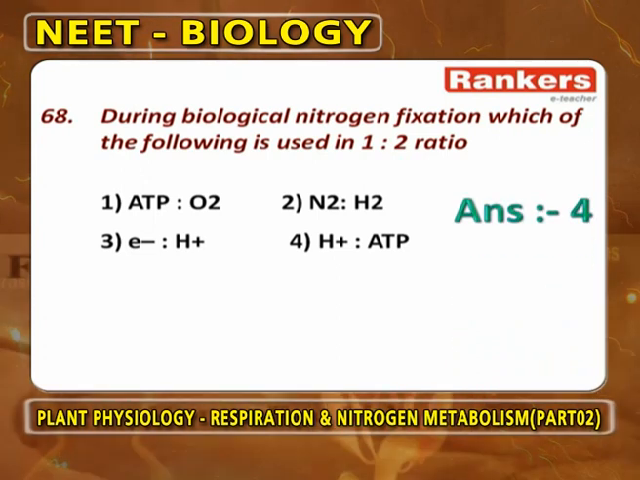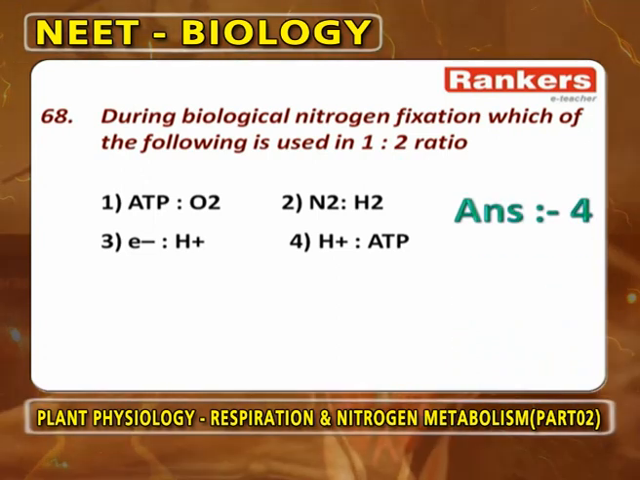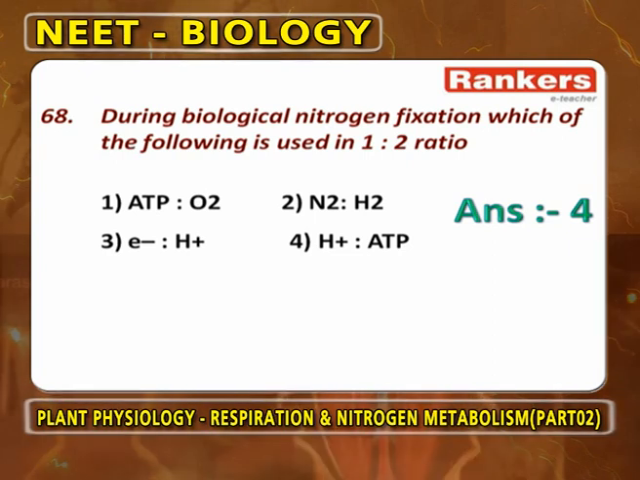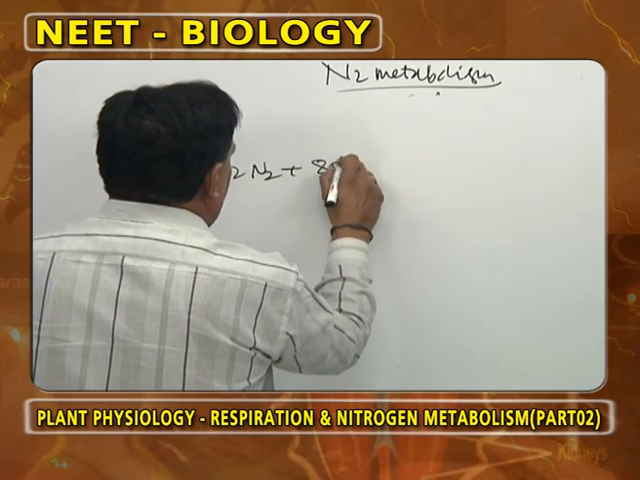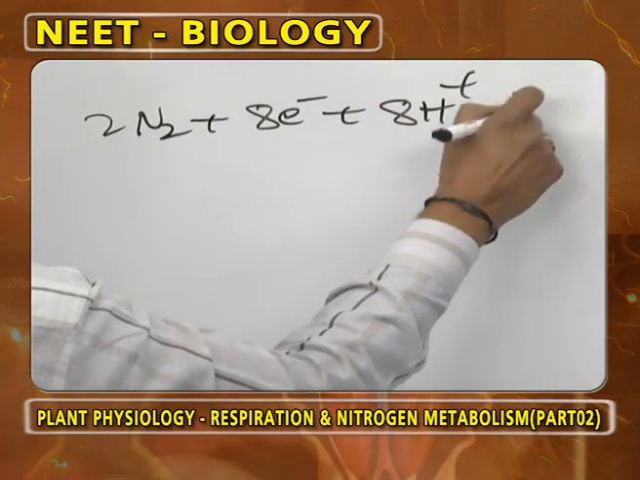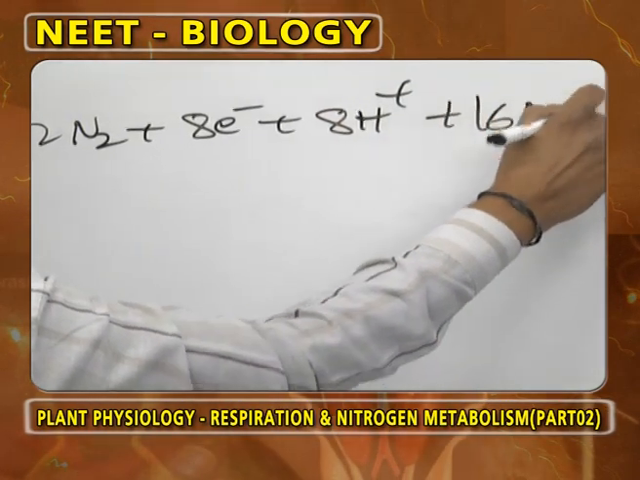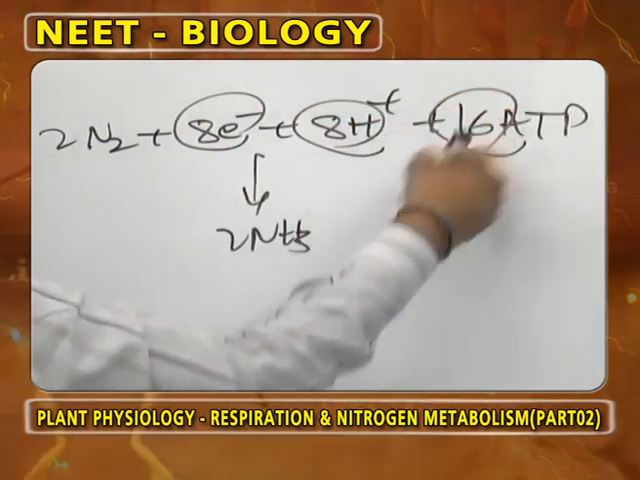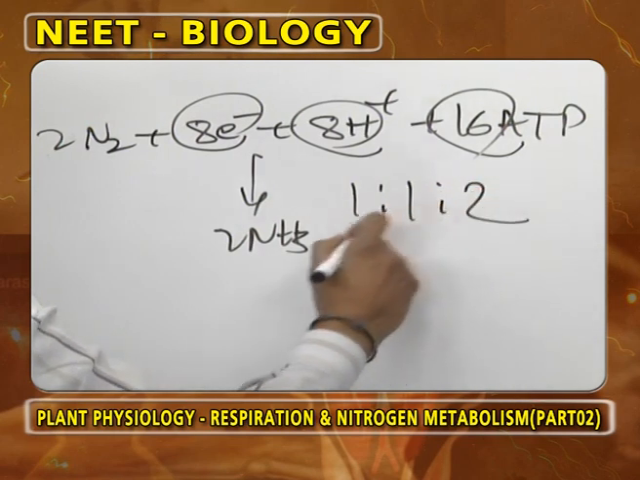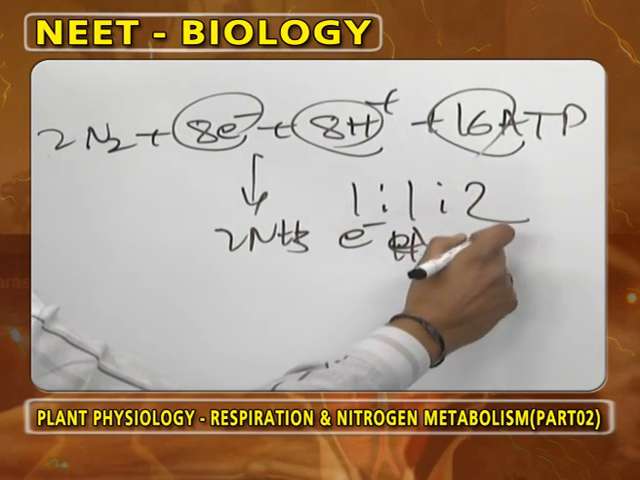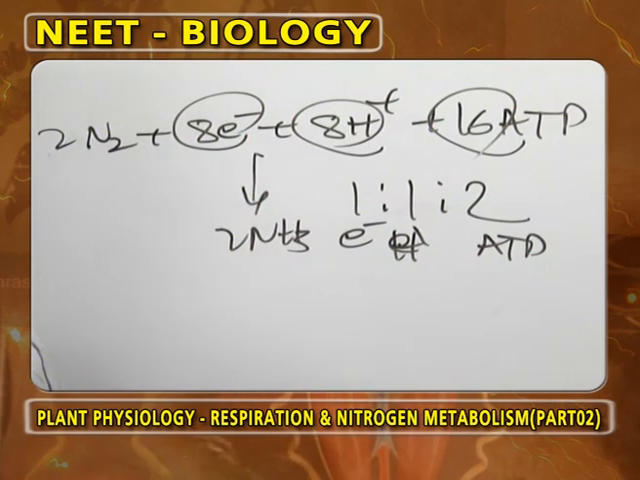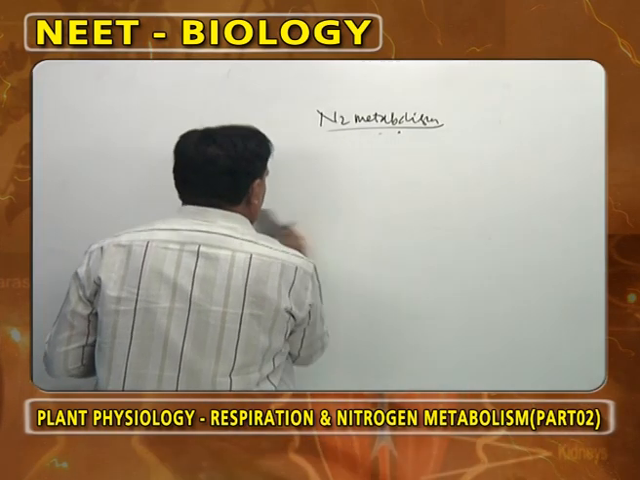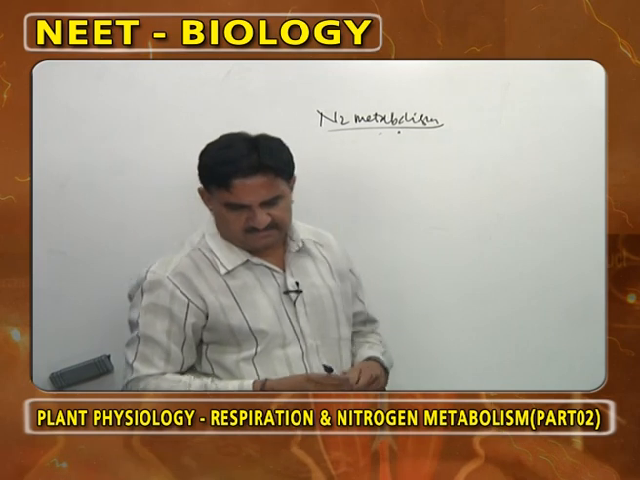During biological nitrogen fixation, which of the following is used in 1:2 ratio? Just now we wrote 2N2 plus 8 electrons plus 8 protons plus 16 ATP produces 2 ammonia. So 8 electrons, 8 protons, 16 ATP. So 1:2, electrons 1, protons 1, ATP 2. So electrons, protons, and ATP will be 1:1:2.